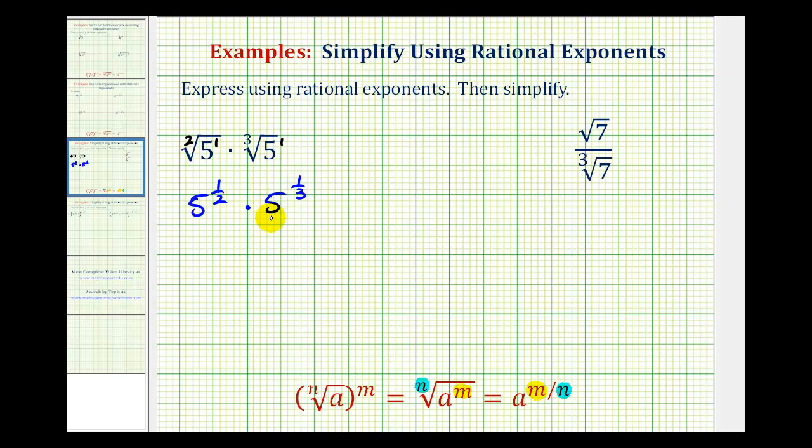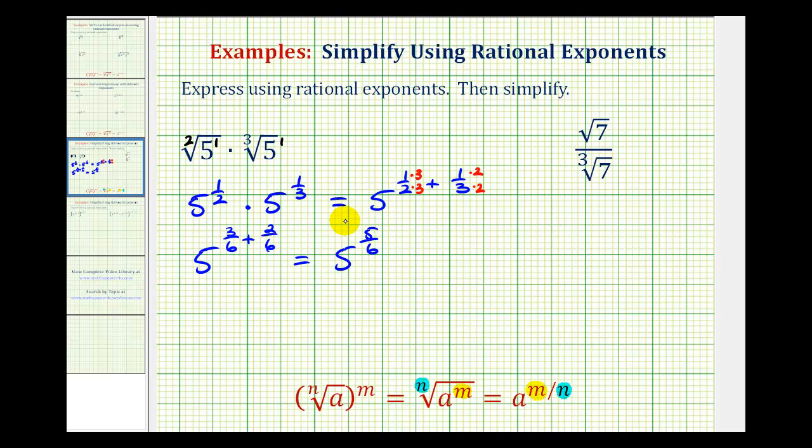And since the bases are the same, we can now multiply and then add the exponents. So remember, when multiplying, the base stays the same, and then the exponent would be 1/2 plus 1/3. In order to add these fractions, we do have to have a common denominator, which would be 6. So we can multiply the first fraction by 3/3, and the second fraction by 2/2. Notice how this gives us a common denominator of 6. So this would be 5 to the power of 3/6 plus 2/6. So this is 5 to the power of 5/6.